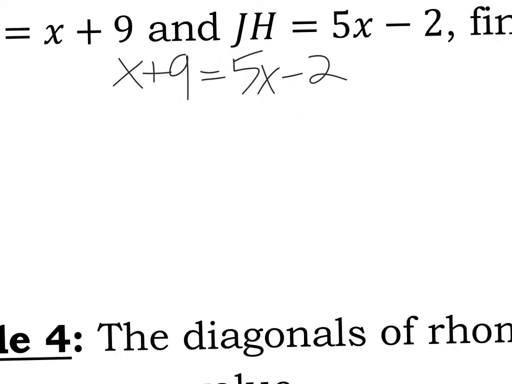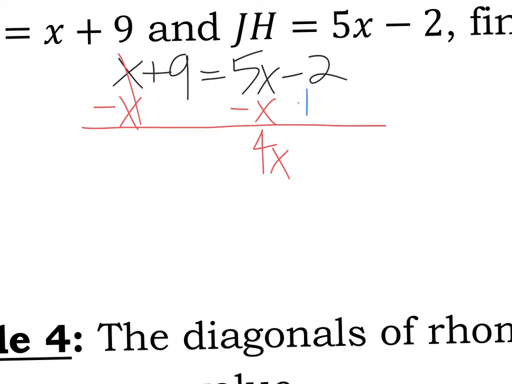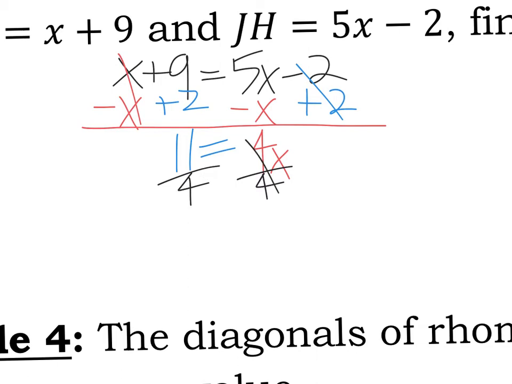So of course, when solving for x, we've got to get our x's to one side. So I'm going to minus my x to the right side. So 5x minus x is 4x. And so I've got to get my constants to the other side. So if I've got my x's on the right side, I've got to get my constants to the left. And so I'm going to add 2 over, and 9 plus 2 is 11. I get 11 equals 4x. So divide both sides by 4, and you get x equal to 11 over 4.